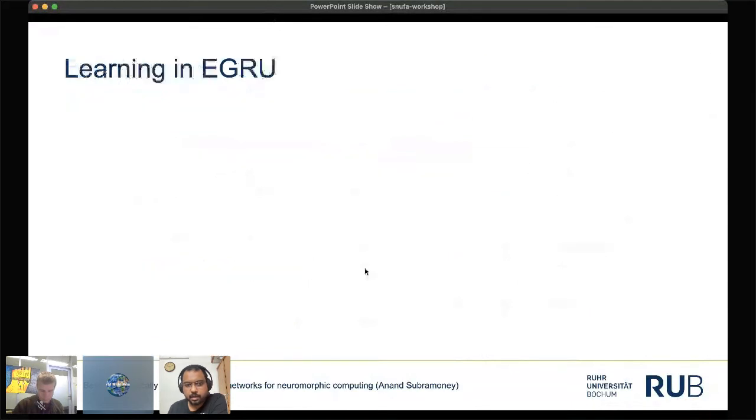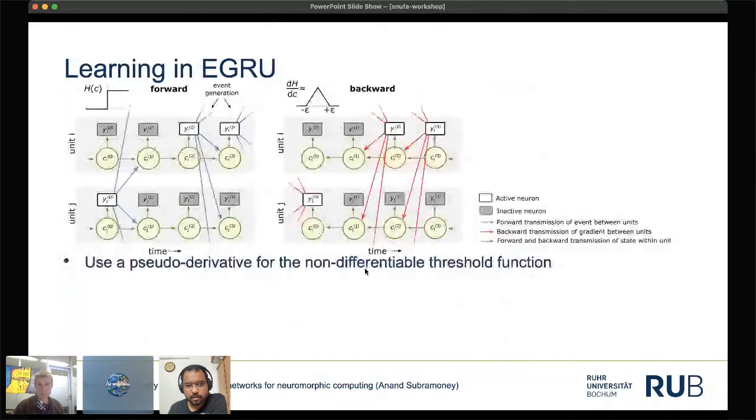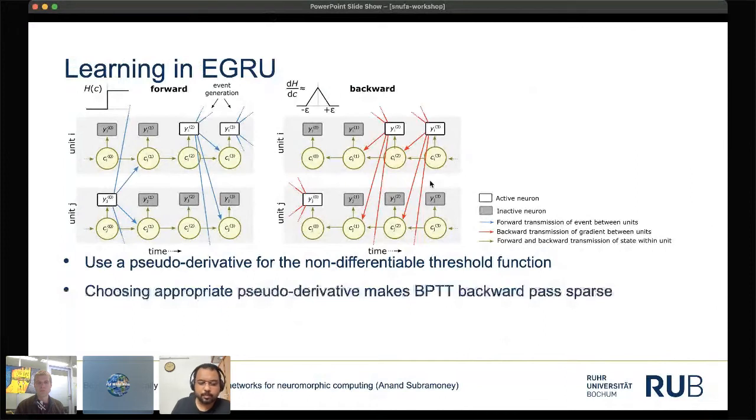And so the learning in this model: we do have this non-differentiable thresholding function, and we can use a pseudo derivative, just like a spiking model, for doing backpropagation through time. There's an interesting property that in general these event-based models have, which is that you can choose a pseudo derivative in a way that backpropagation through time can be sparse. So the backward pass can be sparse.